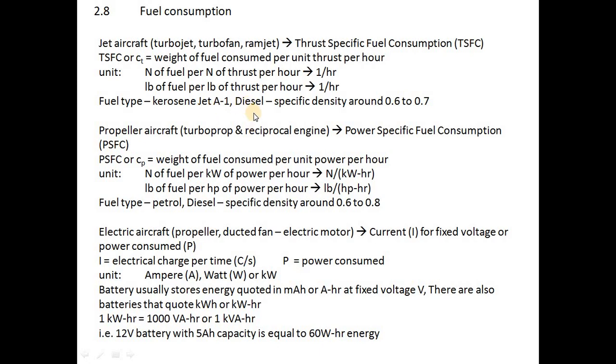or diesel. We have propulsion lab, and there are 4 jet engines there, and you can either use kerosene or diesel, and the specific density of this is around 0.6 to 0.7. I say this is specific density, meaning that it is with respect to water, meaning that it's between 0.6 or 60% to 70% of the density of water. Now that is for jet aircraft.